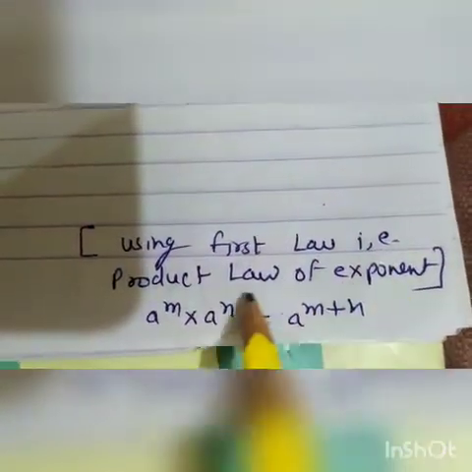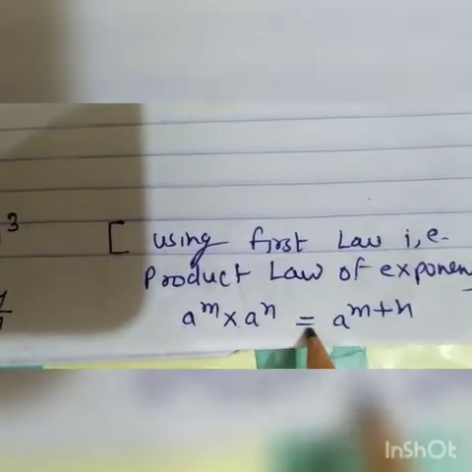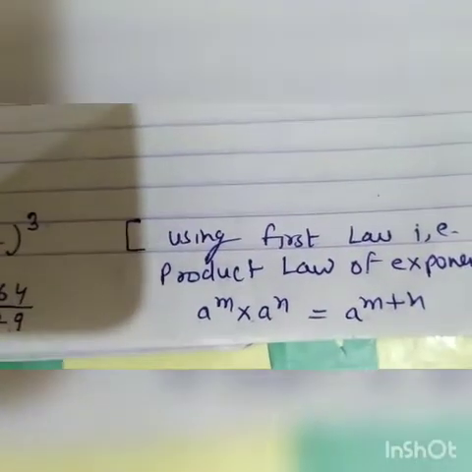Using the first law, that is the product law of exponent, a power m multiplied by a power n is equal to a power m plus n.